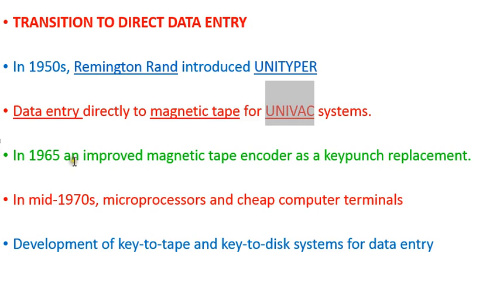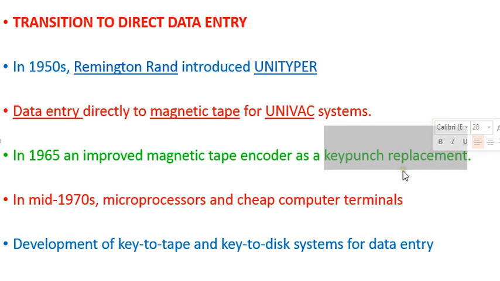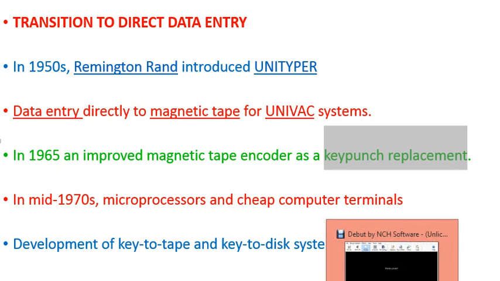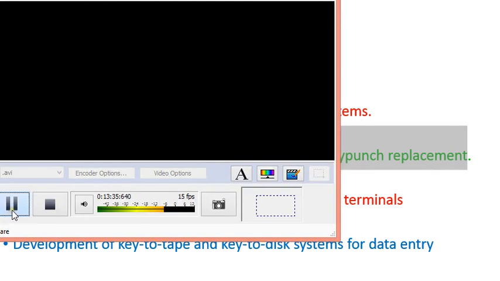In the year 1965, an improved magnetic tape encoder was produced, which automatically replaced the key punch. And in the year 1970, or in the midst of the 1970s, microprocessors were invented, and for this there is no need of using cards for inputting data into the computer.